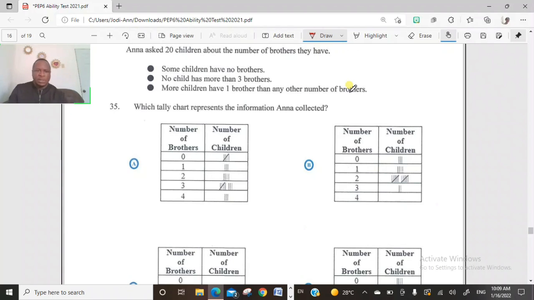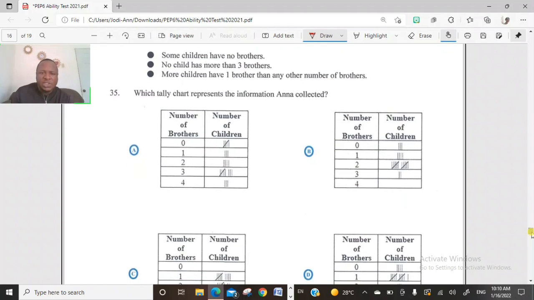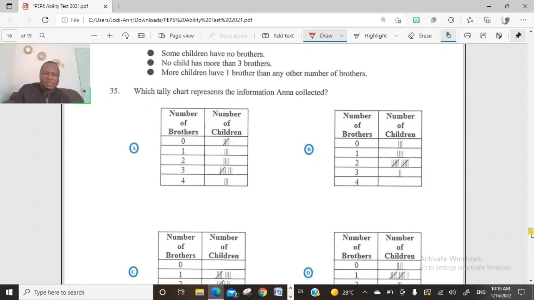All right, so you can use the elimination method and check each chart here. It says that some children have no brothers. So we should see 0 for that one. Should make sure that some children have. So this one says 3 children have 0 brothers, and this one says 4 children have 0 brothers. This one says 0 children have 0 brothers. It said some children have 0 brothers, so this one is out.